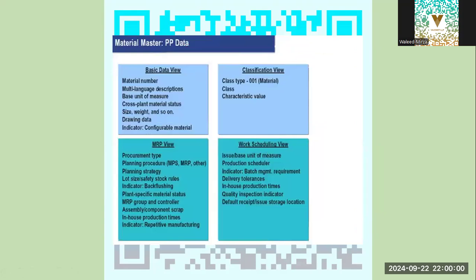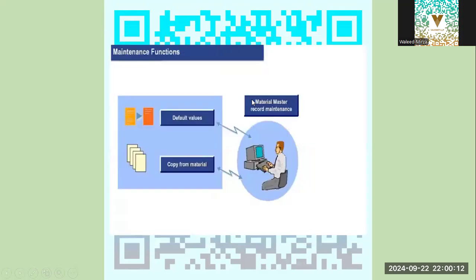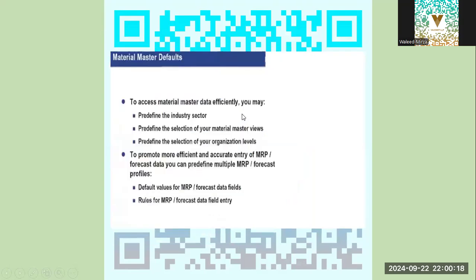In Material Master, we have this production planning data, which is segregated in various parts like basic data view, classification view, MRP view, work scheduling. In maintenance, of course, we can maintain a material and it can be copied to another material as well.